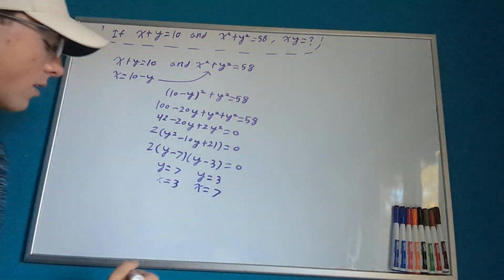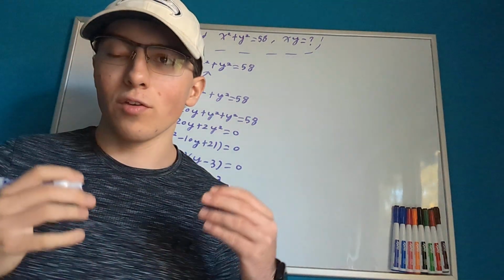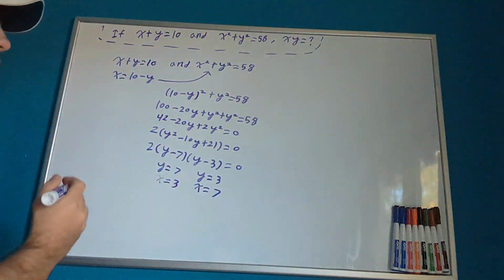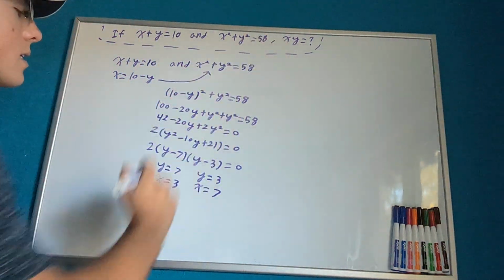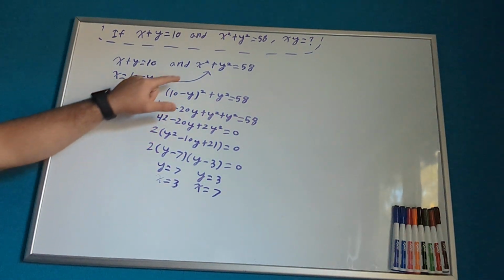So obviously, it doesn't really seem to matter what the value of x and y is, because we're not looking for x and y. We're looking for x times y. And then once again, let's take y equals 7 and put it in here.